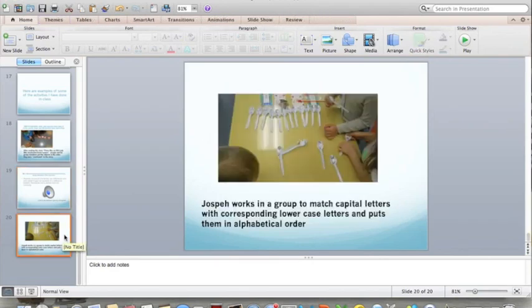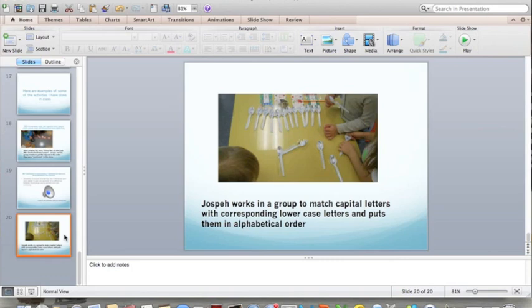And for the final slide, I had a picture of just an activity that the student was working cooperatively with their peers and putting letters into alphabetical order and matching uppercase and lowercase letters. So you could include many slides and include video documentation, include things that the student has said, various pictures, things of the student's work, all kinds of options.